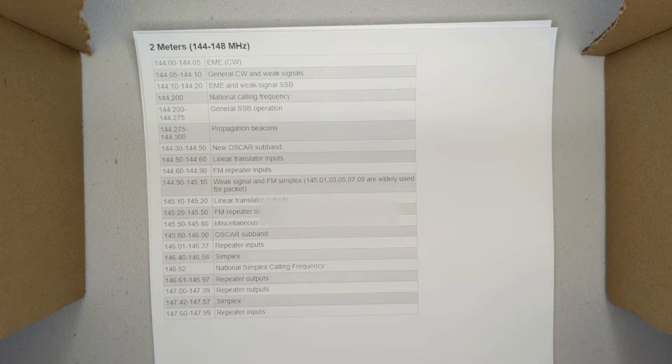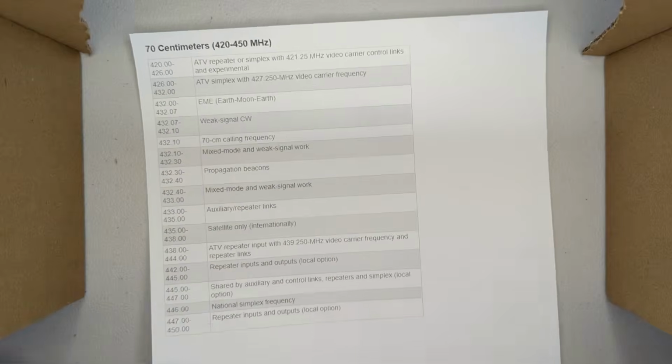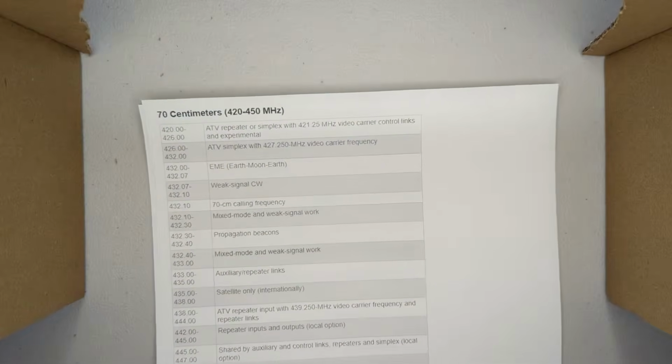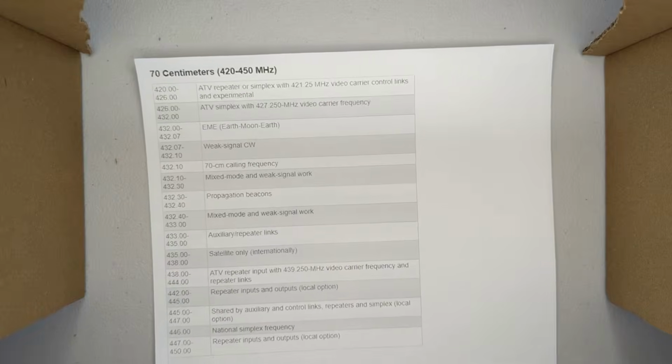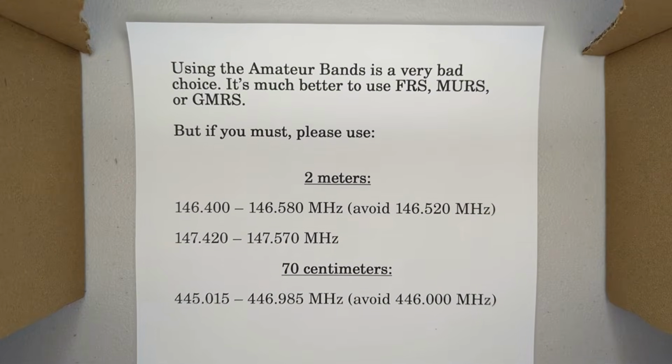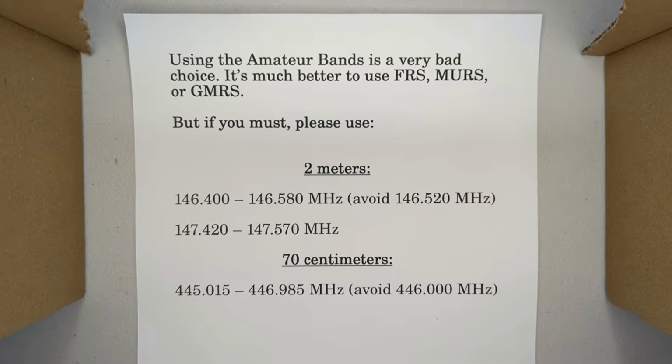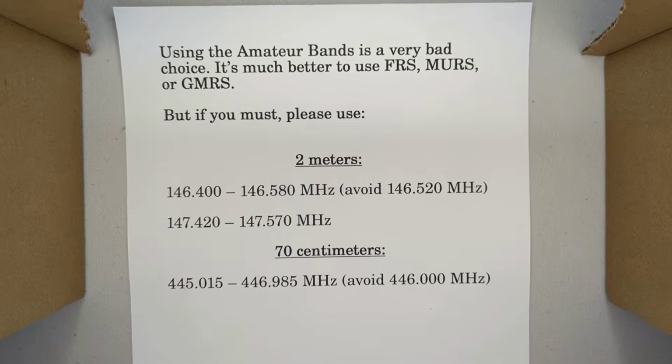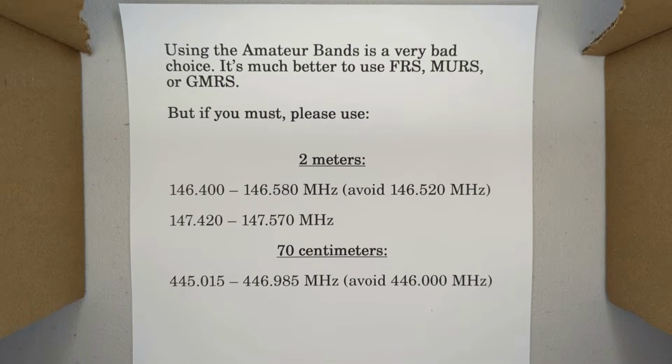There are amateur radio satellites. There are people doing weak signal single sideband experiments. There are people doing meteor scatter, people doing Earth, Moon, Earth. All sorts of stuff like that. Repeater inputs, digital modes that'll kind of sound like static to you. It really is the worst option to use amateur. I much recommend using FRS, MURS or GMRS instead, but some of you are going to do this anyway, so I'm trying to tell you how to do this in the least bad way possible.